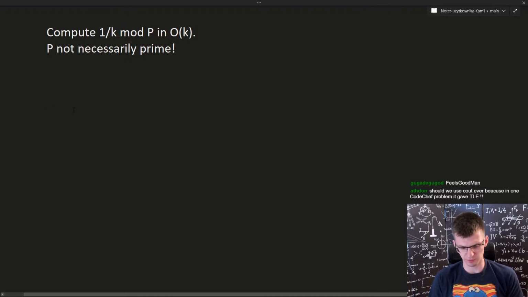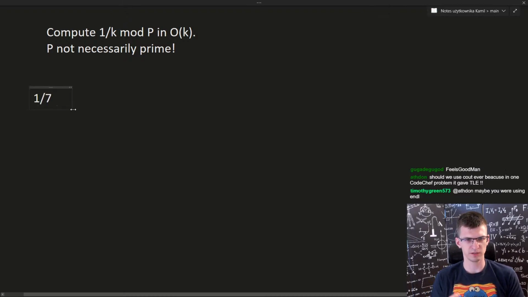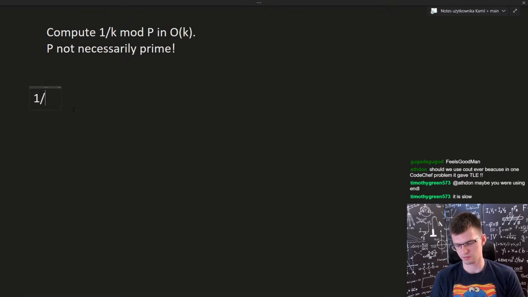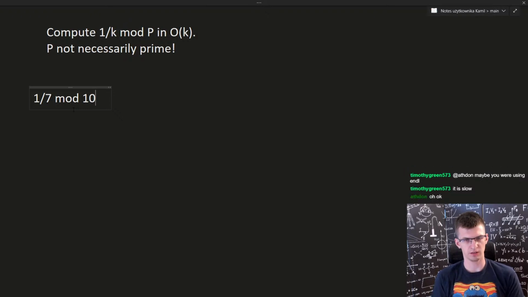Let's say that you want to compute 7 to the minus first power, or third will be more interesting. Modulo 10. So you want to find the modular inverse of 7, modulo 10. How do we do it? Well, I'm looking for such a number x that is equal to 1 over 7. So we have 1 is equal to 7 times x.